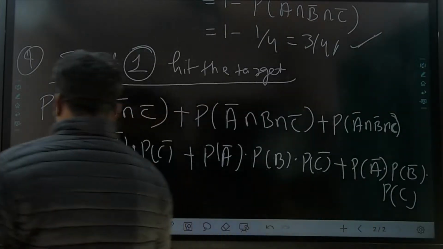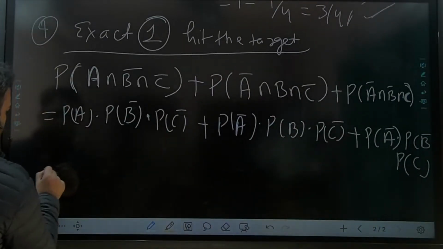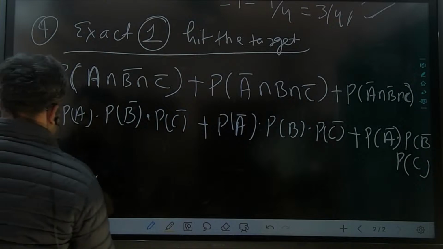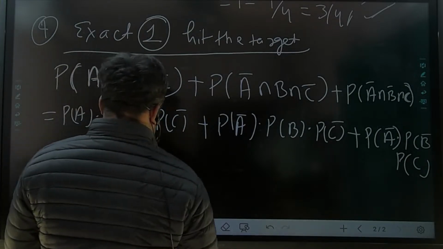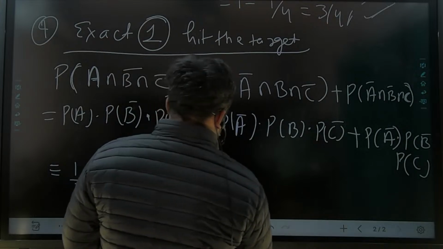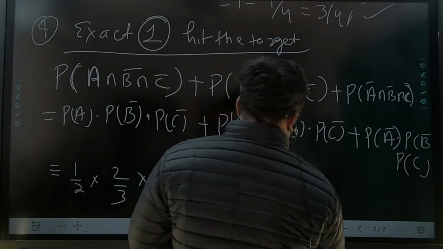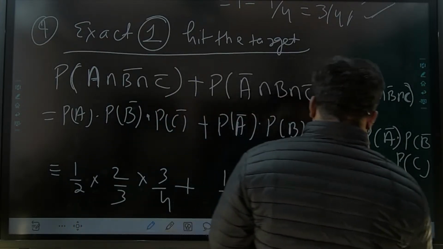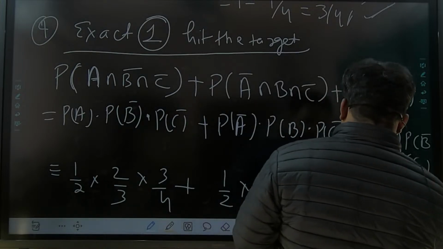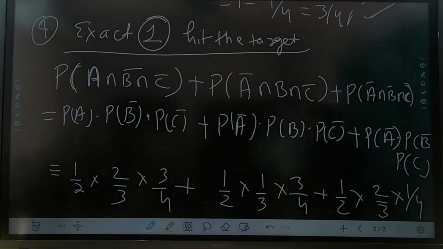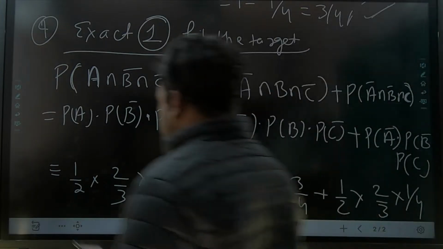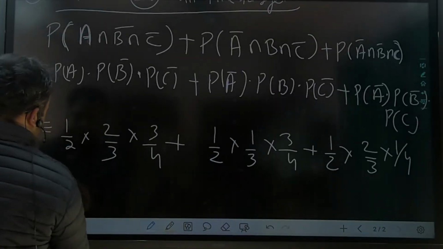So probability of A, that was half, and this was 2 by 3, and this was basically 3 by 4, plus this is half, this is 1 by 3, this is 3 by 4 was there, this was half, this was basically 2 by 3, this is 1 by 4 was there. If you solve this, you can cross check also, it will be 11 by 24.